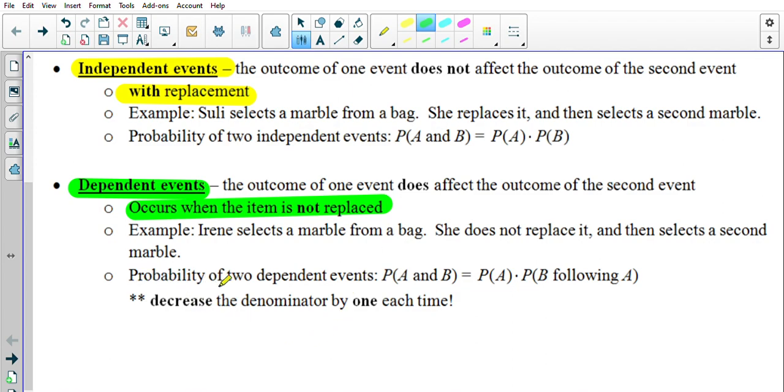It'll say the probability of two dependent events, P of A and B, or A then B. The probability of A stays the same, just like it was up here, but the probability of B follows A. So a lot of times what you're going to do is decrease your denominator by 1 each time because you have one less marble. We're not taking all of those colors out for A, but you're taking one marble out, you're not replacing it, and now you have one less marble. And we'll see some examples of that and give you a chance to try some independently as well.